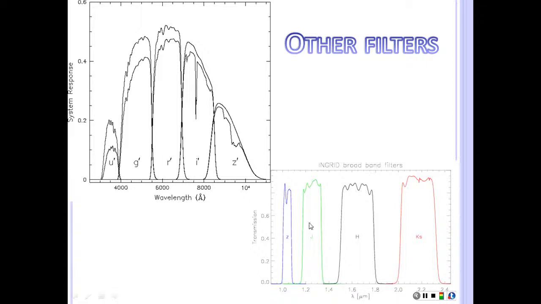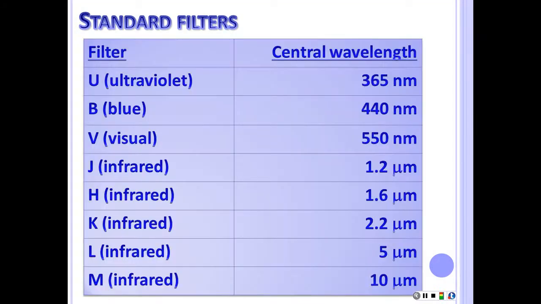Then we have J centered at about 1.3, H centered at about 1.6, and K at about 2.2 microns. And these are partly to do with the materials we can make, and partly to do with the opacity of the atmosphere. And so this is just giving you the central wavelengths, but they also cover large ranges, and there's overlap between them. So we have ultraviolet, blue, visual, and then these are all infrared, but with increasing wavelengths.